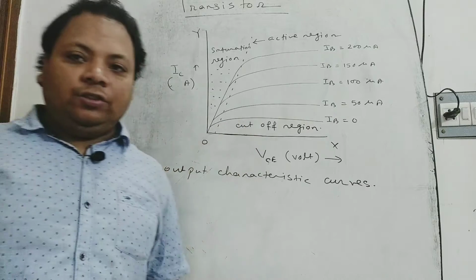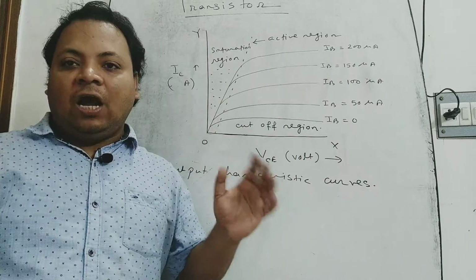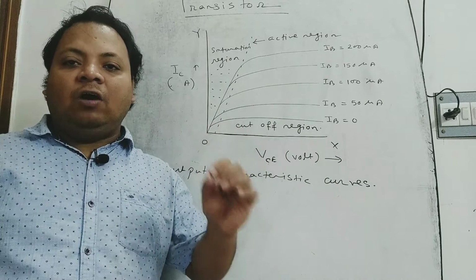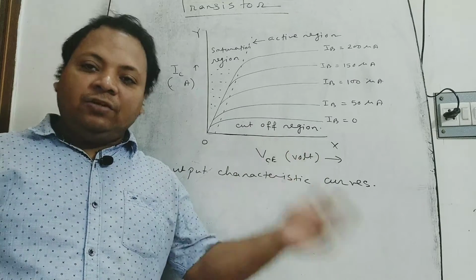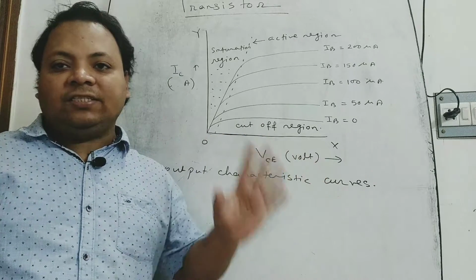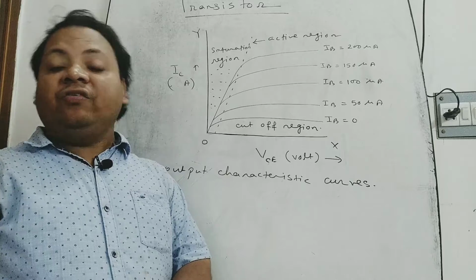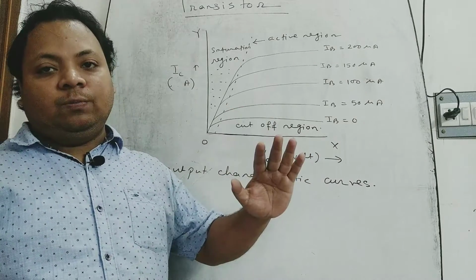What is the cutoff region? When the emitter-base junction is in reverse bias and the collector-emitter junction is also in reverse bias. That is, the input circuit as well as the output circuit are both in reverse bias. Then this region is known as the cutoff region.